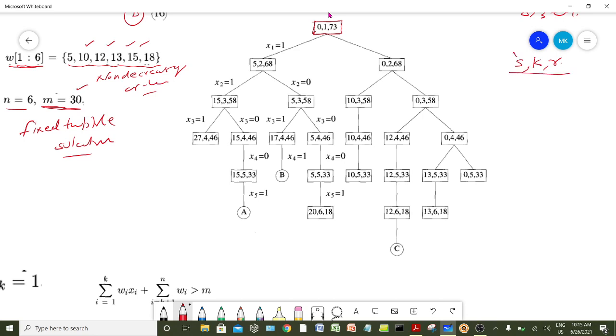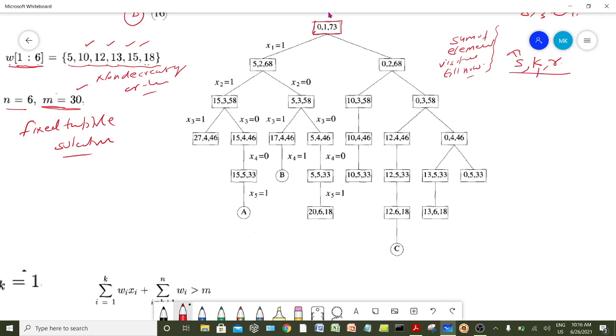So S is the sum of elements visited till now. Fine. So this is the sum of the items, or you can say the sum of the elements visited till now, or till this node. Okay. Now that visit may have some of the elements excluded and some of the elements included.